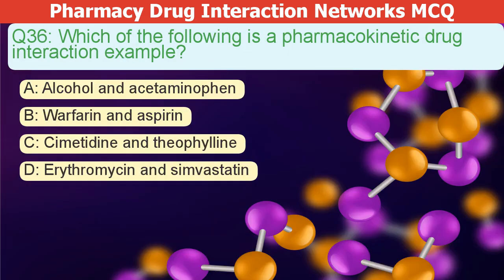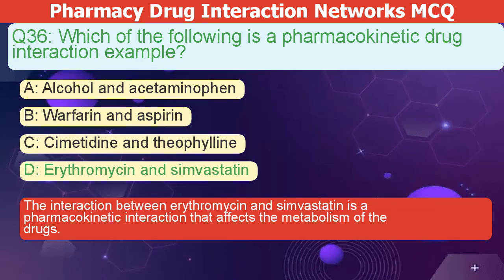Which of the following is a pharmacokinetic drug interaction example? A. Alcohol and acetaminophen. B. Warfarin and aspirin. C. Cimetidine and theophylline. D. Erythromycin and simvastatin. The correct answer is D. The interaction between erythromycin and simvastatin is a pharmacokinetic interaction affecting drug metabolism.